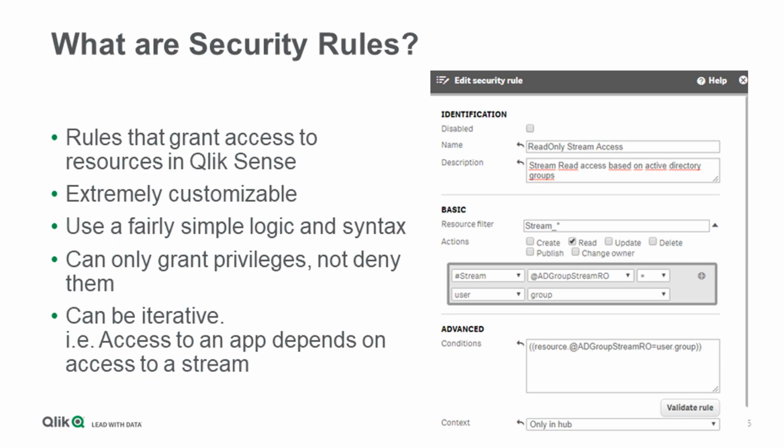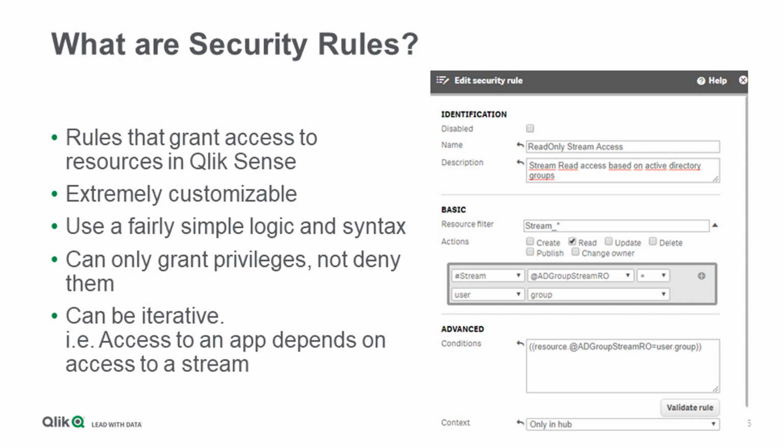Security rules are rules that grant access to resources in Qlik Sense. They're very customizable. They use a pretty simple logic and syntax that is pretty well documented within our help. They only grant privileges. They cannot deny them. There is no way to deny privileges in Qlik Sense. I'm probably going to mention this a few times because it is surprisingly unintuitive that you can't say no. You can merely not say yes.